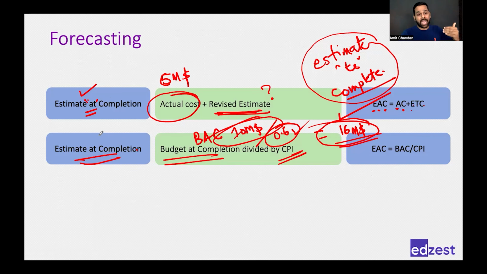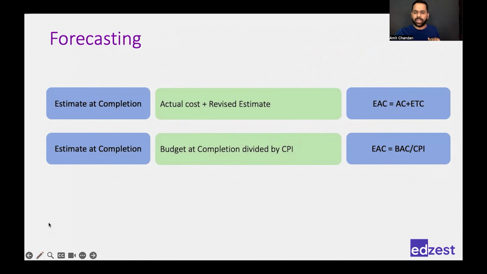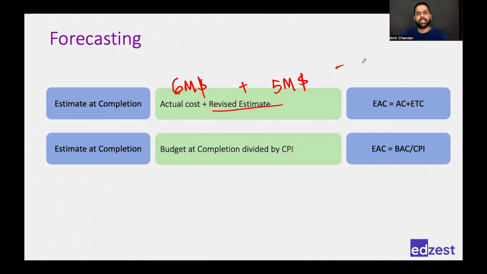So this estimate at completion value will depend on what my analysis result says. If my analysis result says that I need to revise my estimate, then I will revise the estimate. It could be anywhere between $5 to $6 million. Let's say $5 million. Already I have spent $6 million. So my revised budget for the entire project would be $11 million. But if my efficiency is very, very bad, which is 60%, and my initial budget was 10, I divide by 0.6, I would need $16 million.